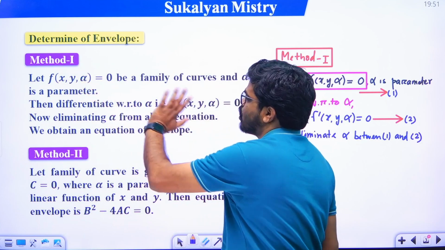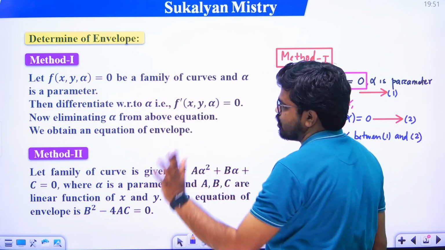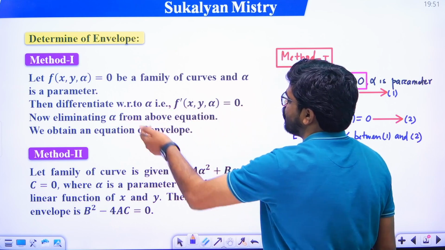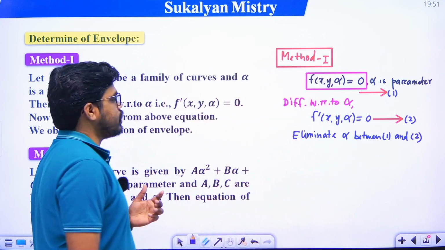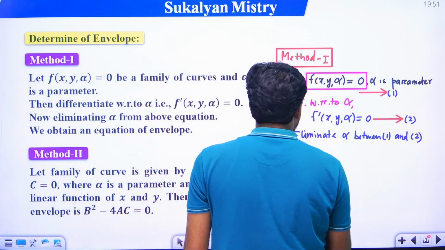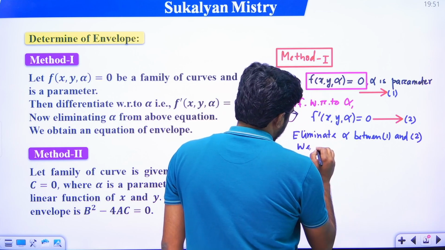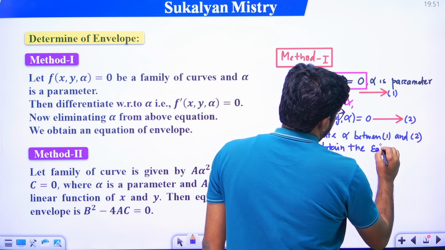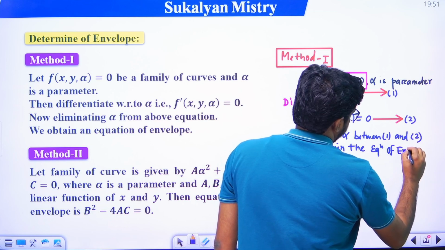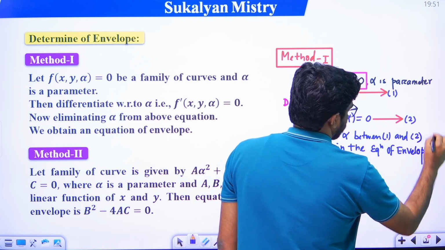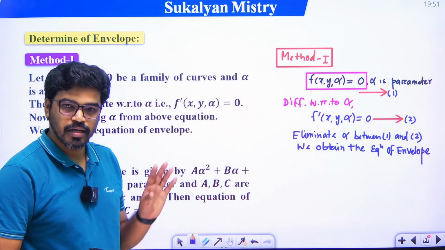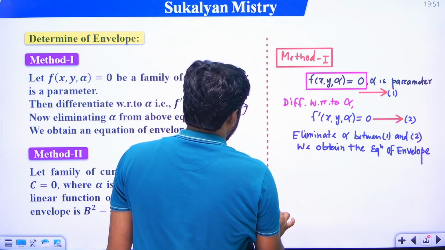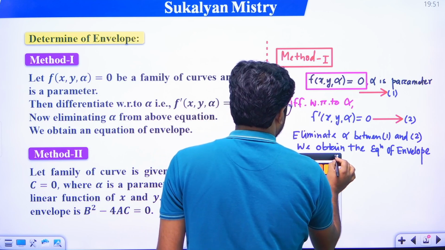Let f(x, y, alpha) be equal to 0, the family of curves, where alpha is a parameter. Then differentiate with respect to alpha, that is f dash (x, y, alpha) is equal to 0. Now eliminating alpha from these two equations, we obtain the equation of envelope. So this is method 1. Getting my point? Okay.